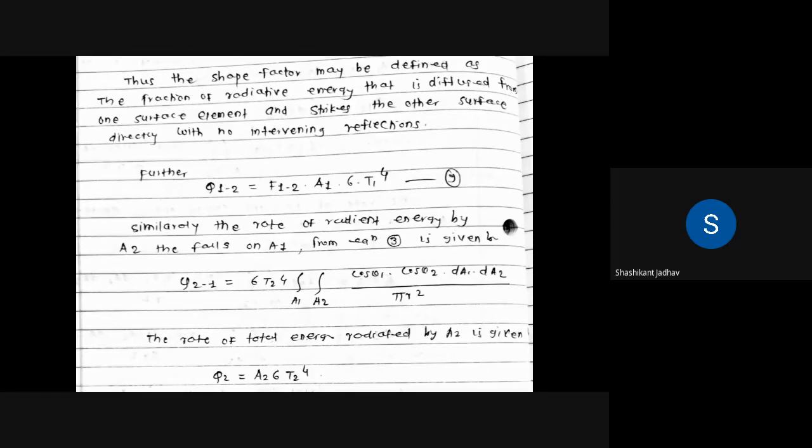Because we have written the equation for body number 2, what is the temperature of body number 2? That is T2. So in that way, we write the equation Q2 to 1 is equal to sigma T2 raised to 4. Take the integration with respect to A1 and with respect to A2. So we get cos theta 1 into cos theta 2 into dA1 into dA2 divided by pi r square.